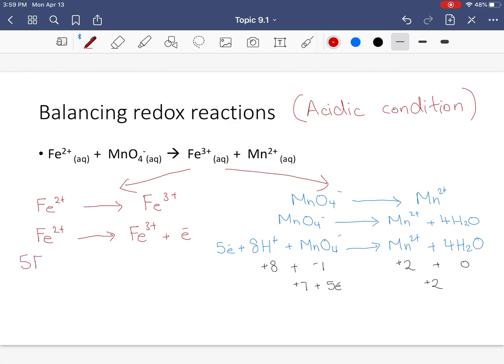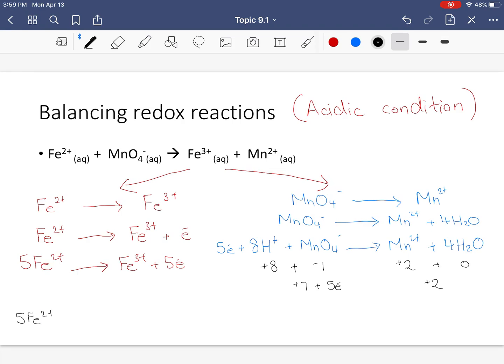So what you're going to do is multiply 5 to every participant in this reaction. Because only then, when you combine the 2 reactions, 5 electrons will cross out. You want them to cross out. They don't look very nice. So let's combine this reaction.